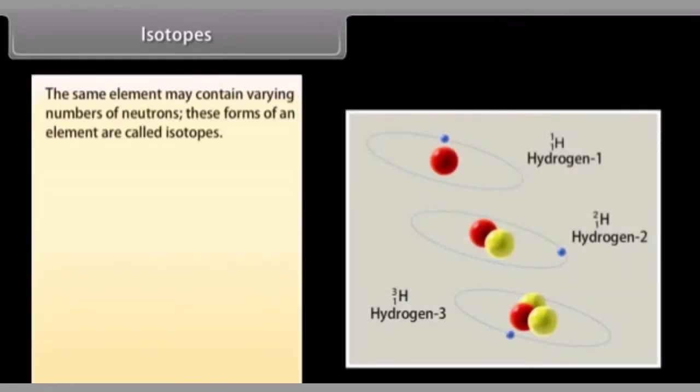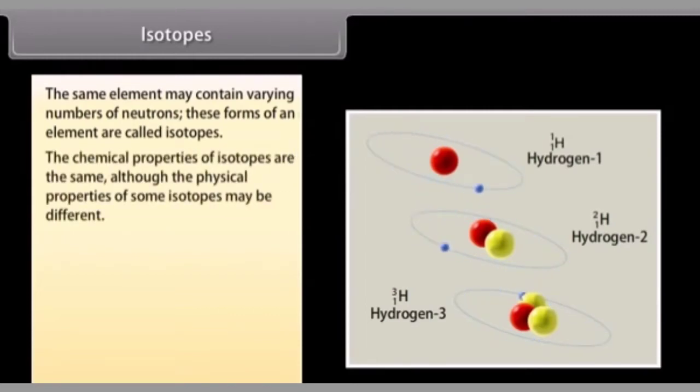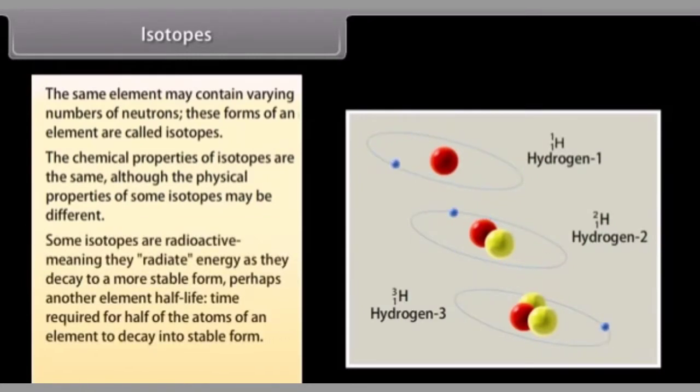Isotopes. The same element may contain varying number of neutrons. These forms of an element are called isotopes. The chemical properties of isotopes are the same, although the physical properties of some isotopes may be different. Some isotopes are radioactive, meaning they radiate energy as they decay to a more stable form.